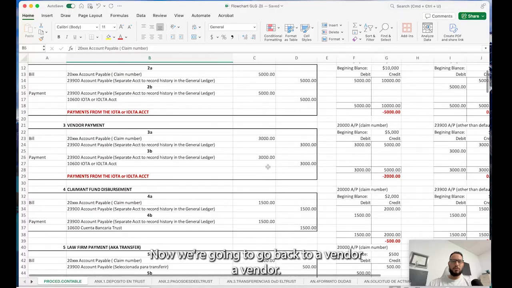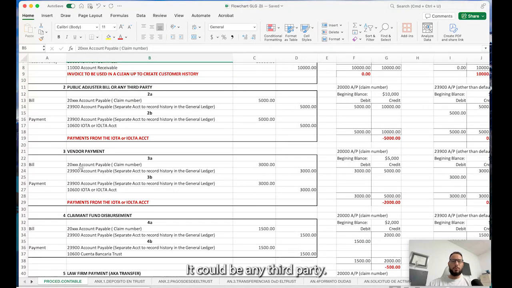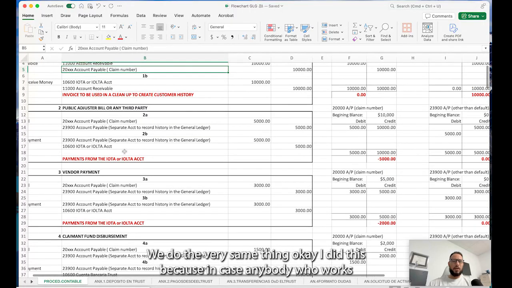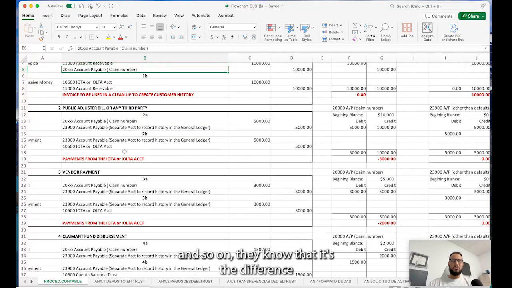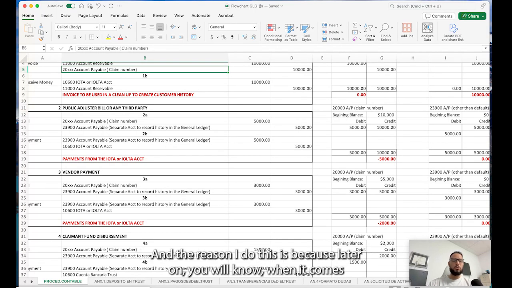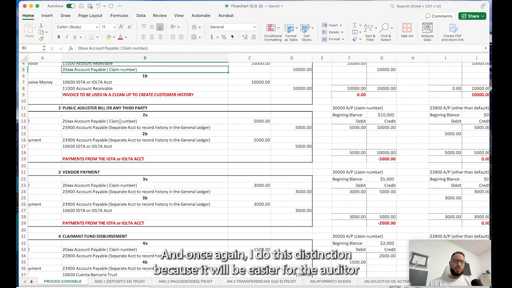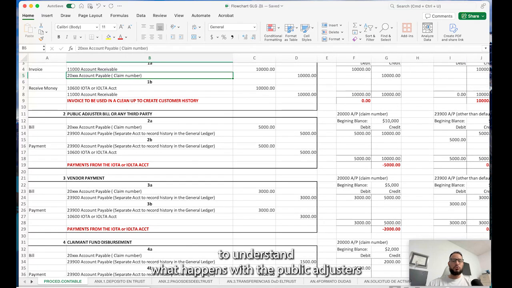Now we're going to go back to a vendor. A vendor could be any third party. We do the very same thing. I did this because anybody who works with public adjusters and so on knows that there is a difference between the public adjusters and plumbers and so on. The reason I do this is because later on, when it comes to the 1099s, the public adjusters have huge ones. Everybody else is not that important. And once again, I make this distinction because it will be easier for the auditor to understand what happens with the public adjusters, or that main vendor that you have, and anybody else.